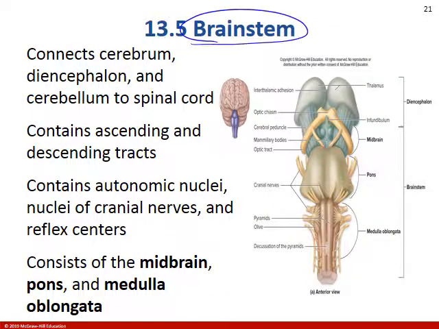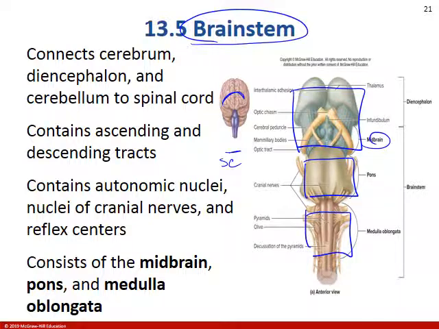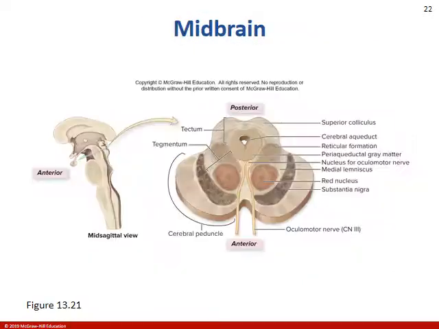Now we move on to the brainstem. So we're trying to connect the cerebrum and the spinal cord or the rest of the body, right? So the brainstem consists of the midbrain, the pons, the medulla oblongata. So directly above this is going to be the thalamus or diencephalon, and directly below is going to be the spinal cord. The first section of the brainstem that we're going to talk about is the midbrain.